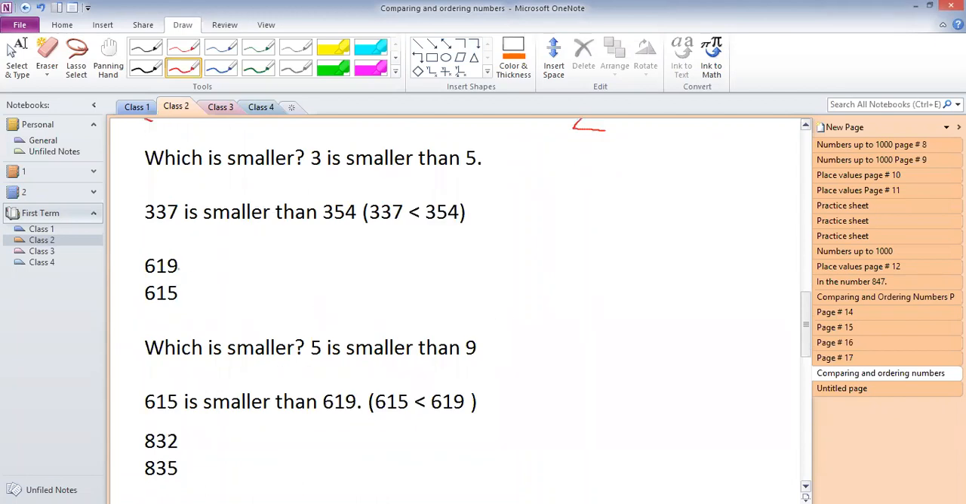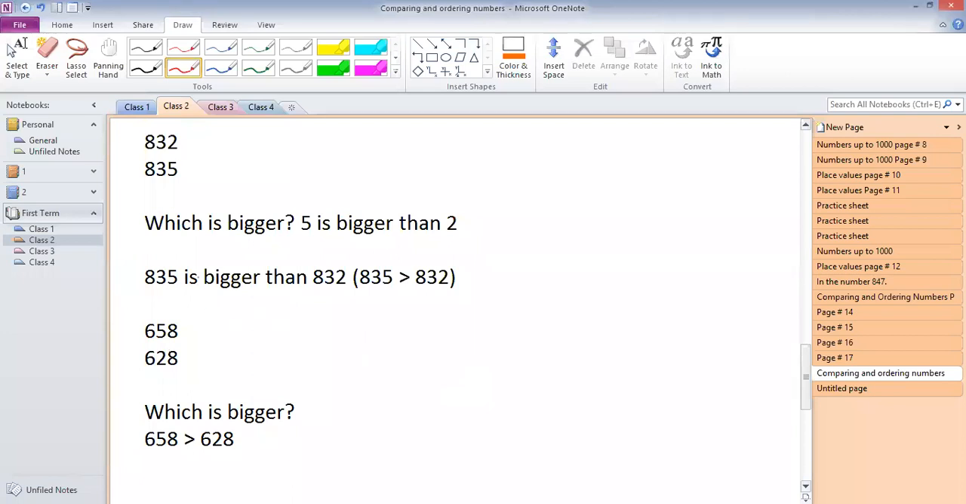Same here, guys, 619 and 615. Here 6 is the same. Hundreds are the same. Then you will compare the tens, 1 and 1. Tens are also the same, because hundreds and tens both are the same. Now you will compare the ones, 9 and 5. So which is smaller, guys? 5 is smaller than 9. So you will say 615 is smaller than 619. And you will represent it by using the less than sign.